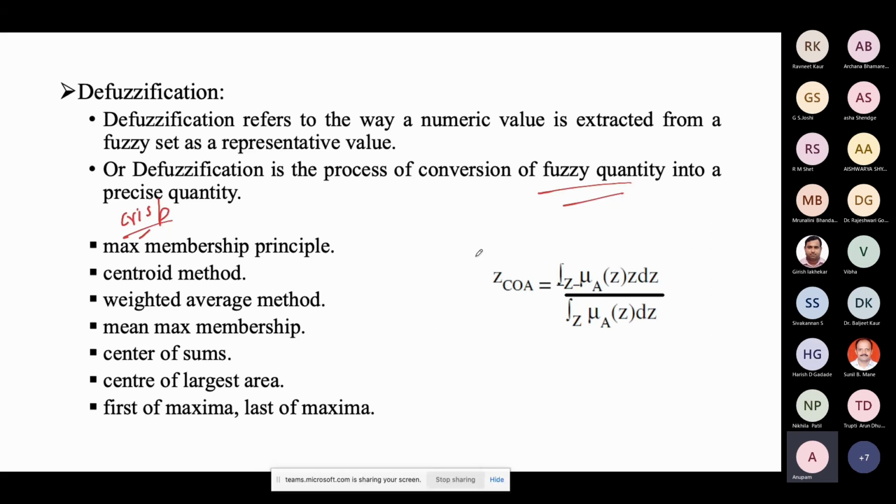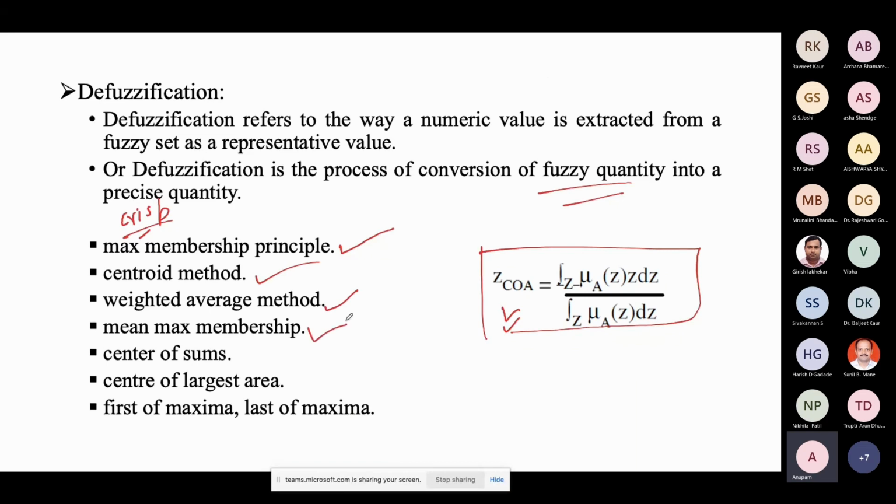Various defuzzification approaches are available in the literature, like the max membership principle. This is one of the approaches. The centroid method is another approach, COG, also known as center of gravity or centroid method. This is the centroid method formula. I have not written all the formulas because this is a famous one. Here you can see the membership value grade multiplied by z, right? Likewise, the weighted average method is another technique.